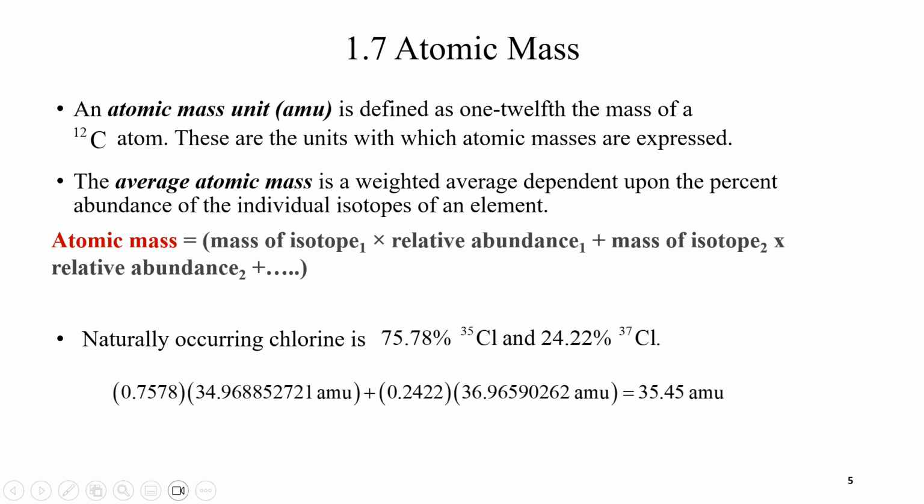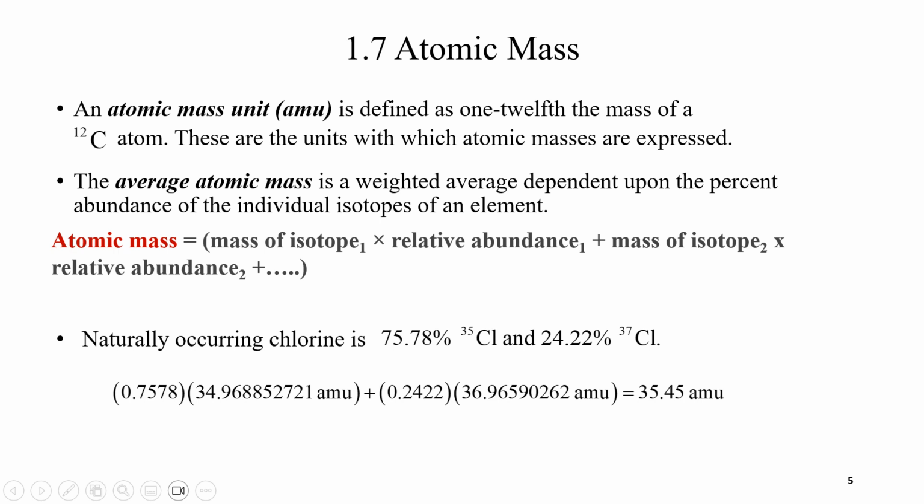I have naturally occurring chlorine in two different isotopes, chlorine 35 and chlorine 37. These are the percent abundances of each isotope. Chlorine 35 is 75.78% abundant, whereas chlorine 37 is only 24.22%. Now notice, just like the Granny Smith and the Pink Lady, I have 75.8% of chlorine 35, which means that my average mass is going to be closer to 35 than to 37.